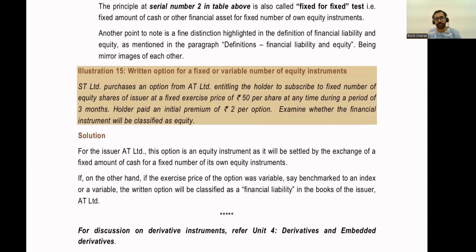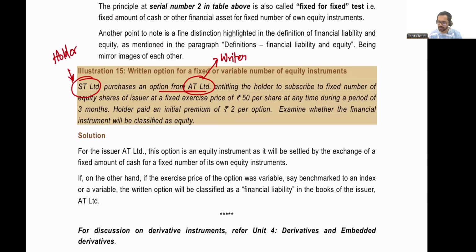Now let's look at illustration number 15. ST Limited purchases an option from AT Limited. There are two companies, ST and AT. Who is the holder in this case? ST is the holder, because ST is purchasing an option, and AT is the writer of the option. So the holder is ST and the writer is AT.